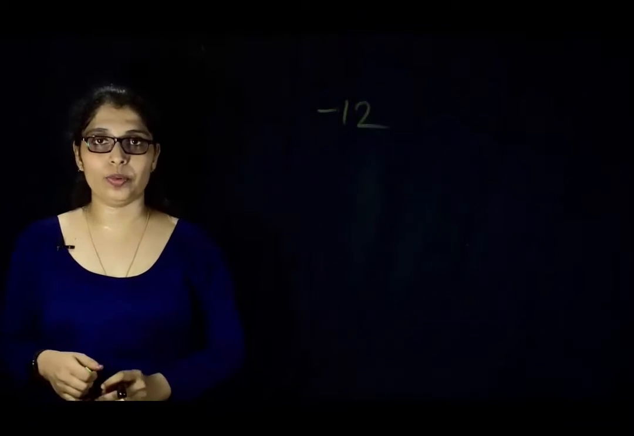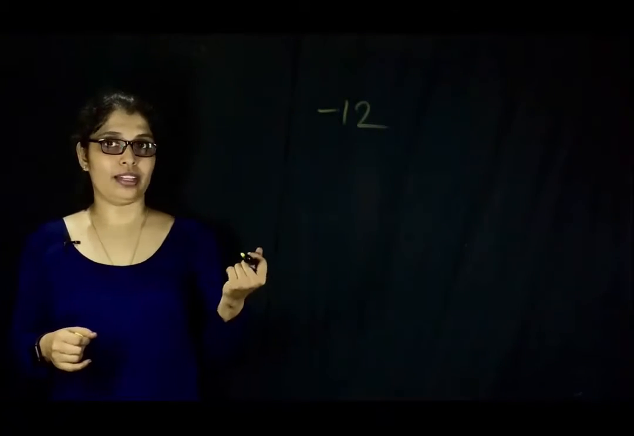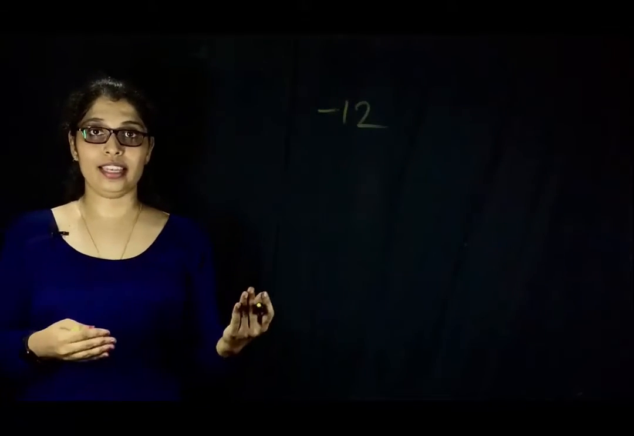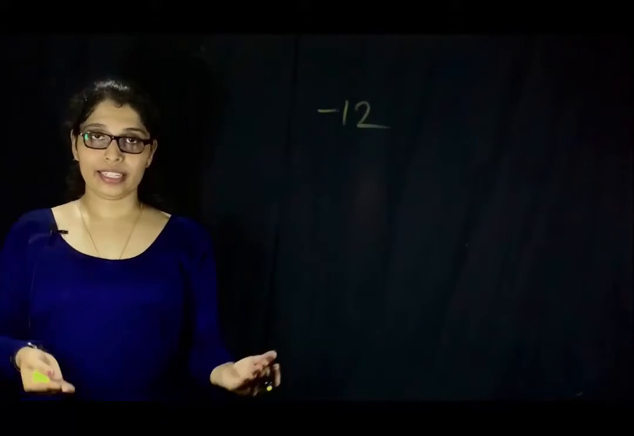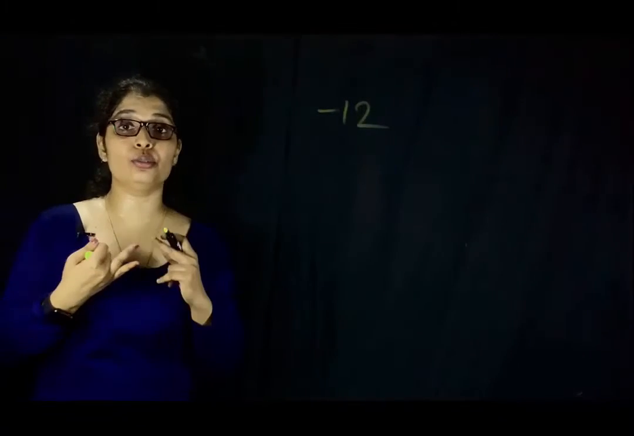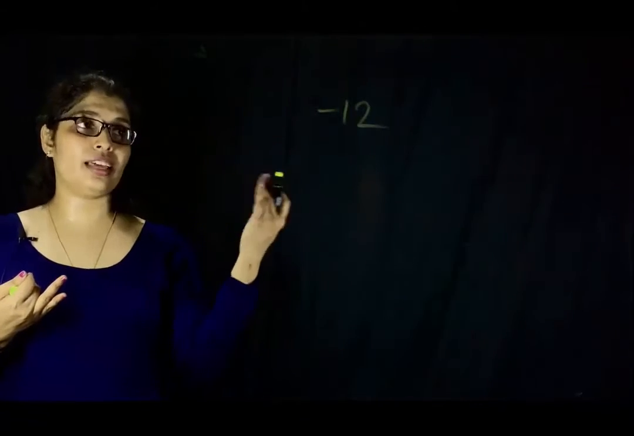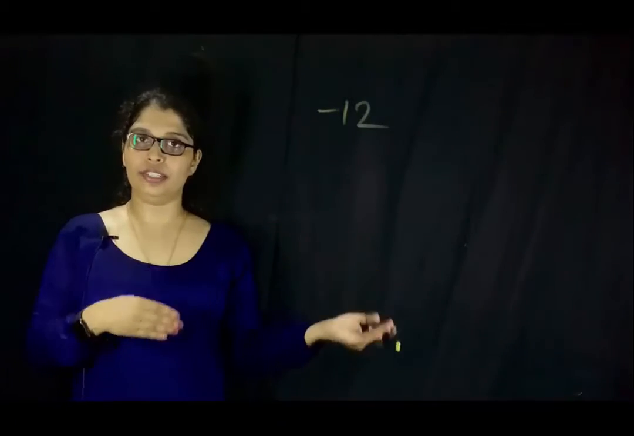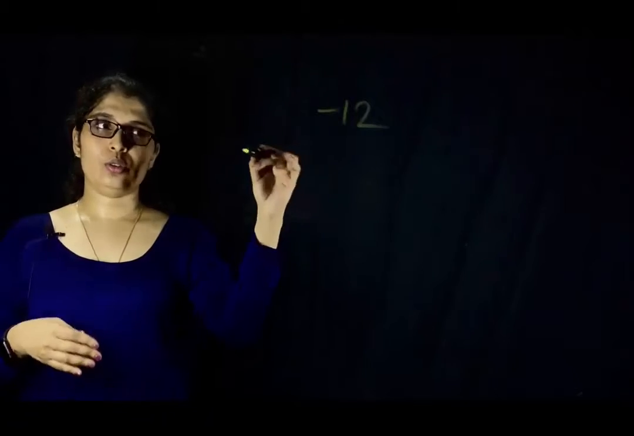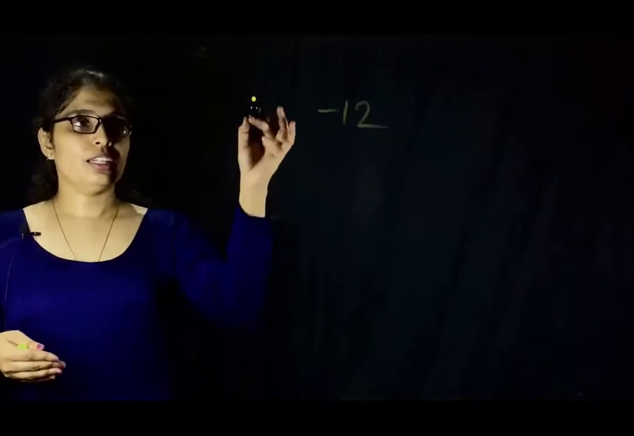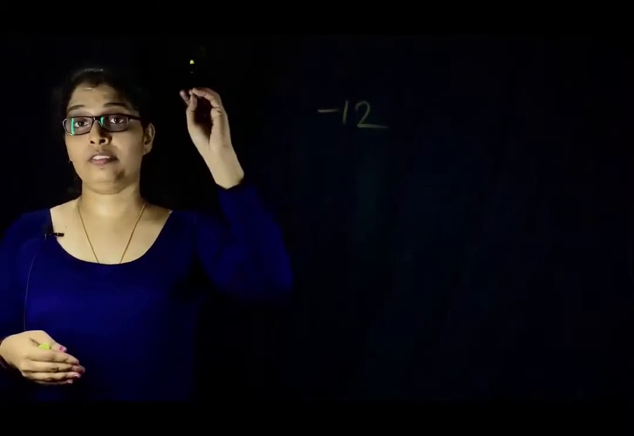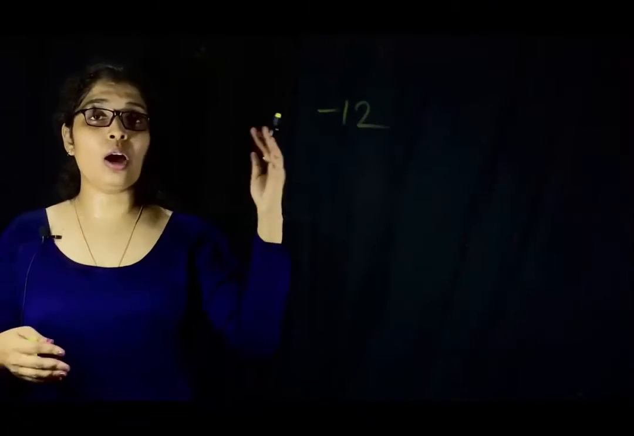Okay, now consider the case. Suppose the question is like this: we need to get the 2's complement representation corresponding to the decimal number minus 12. In that case, we have already said that for a negative number, the 1's complement representation, 2's complement representation, and the sign magnitude representation all are different. So how to proceed with such a question? If the given number is a negative number, how to proceed?